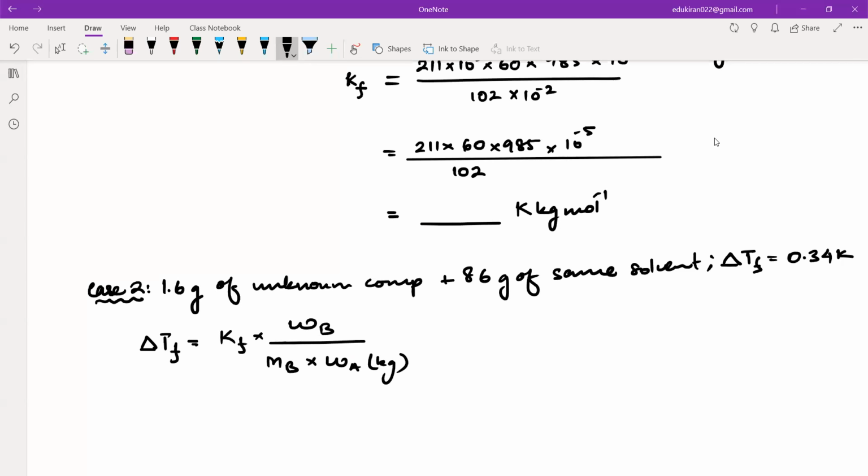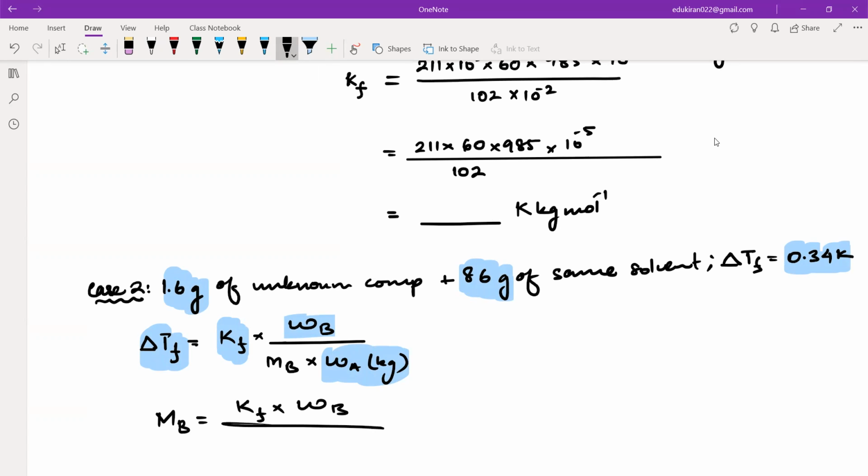And from here, see, you have got the value of KF, right? You also have the value of delta TF, that is 0.34. You have the WB, 1.6 grams. You don't have the MB. You have WA in kg. 86 grams that you can convert to kg. And from here, you can calculate the molar mass of the unknown compound. So molar mass of the unknown compound will be equal to KF into WB divided by delta TF into WA in kg.